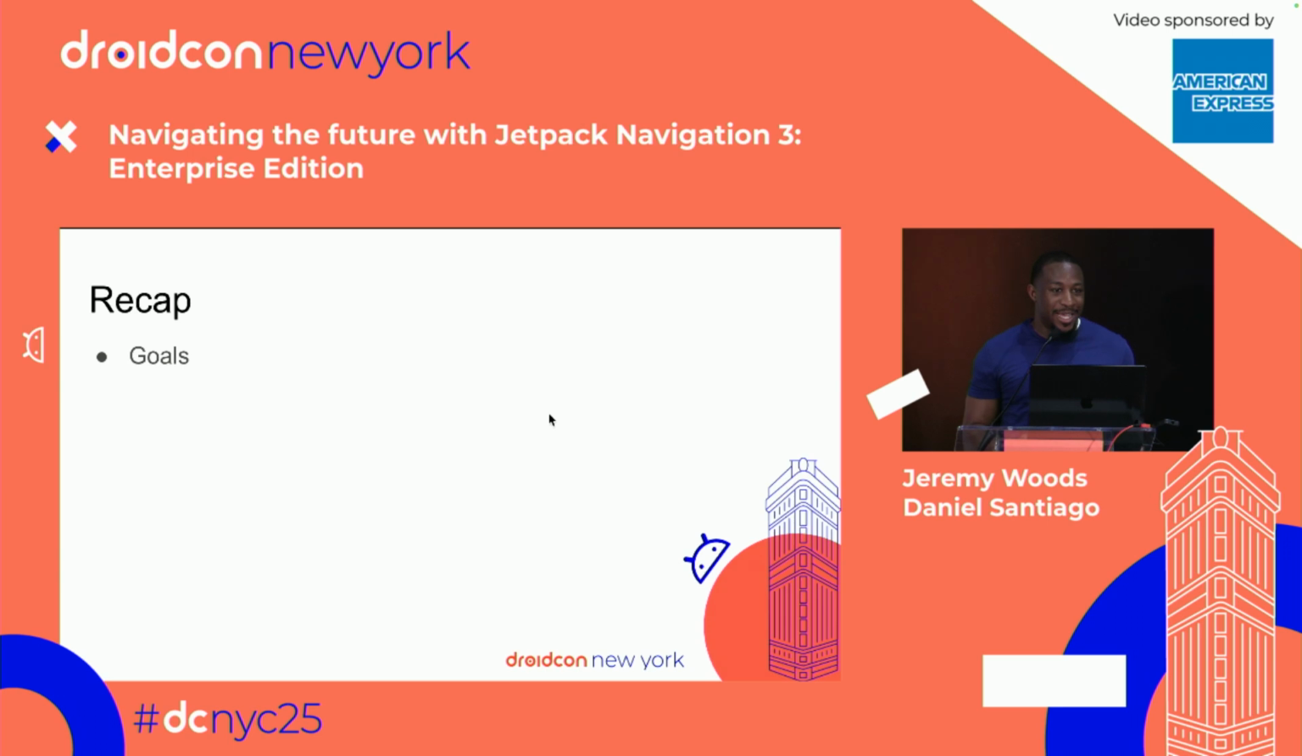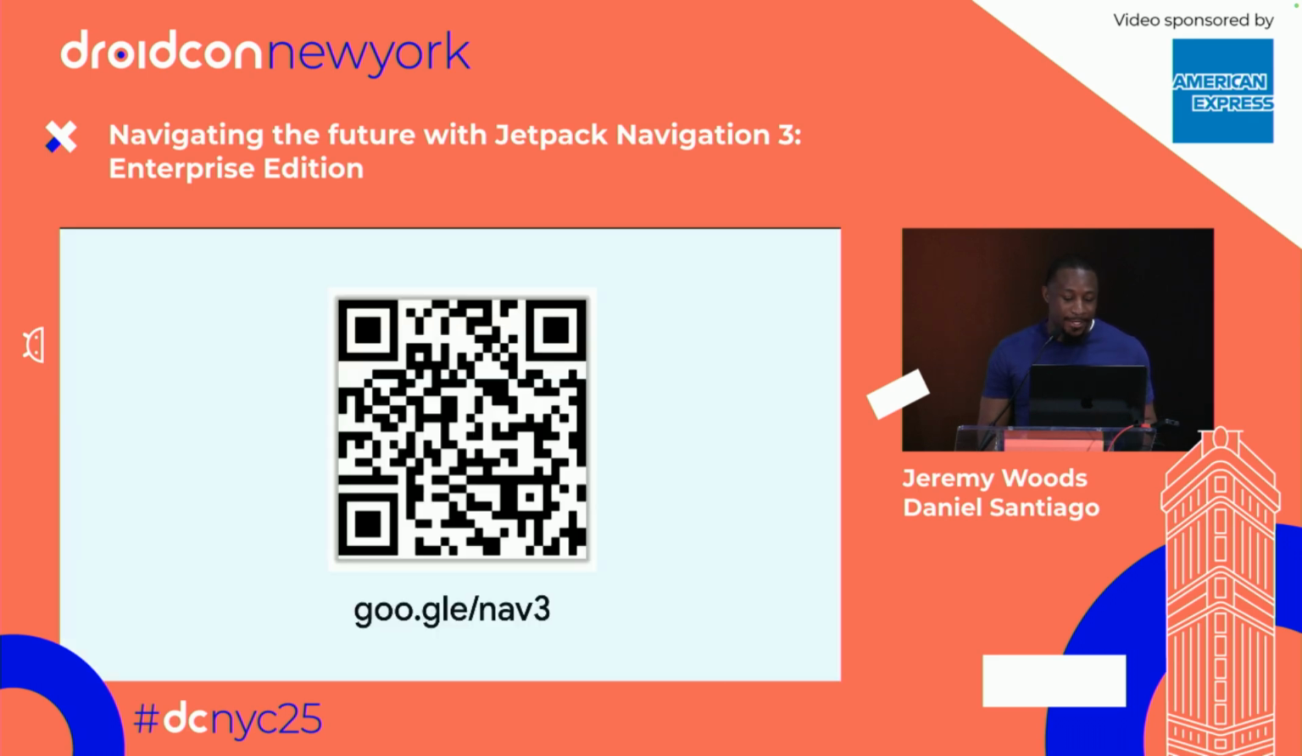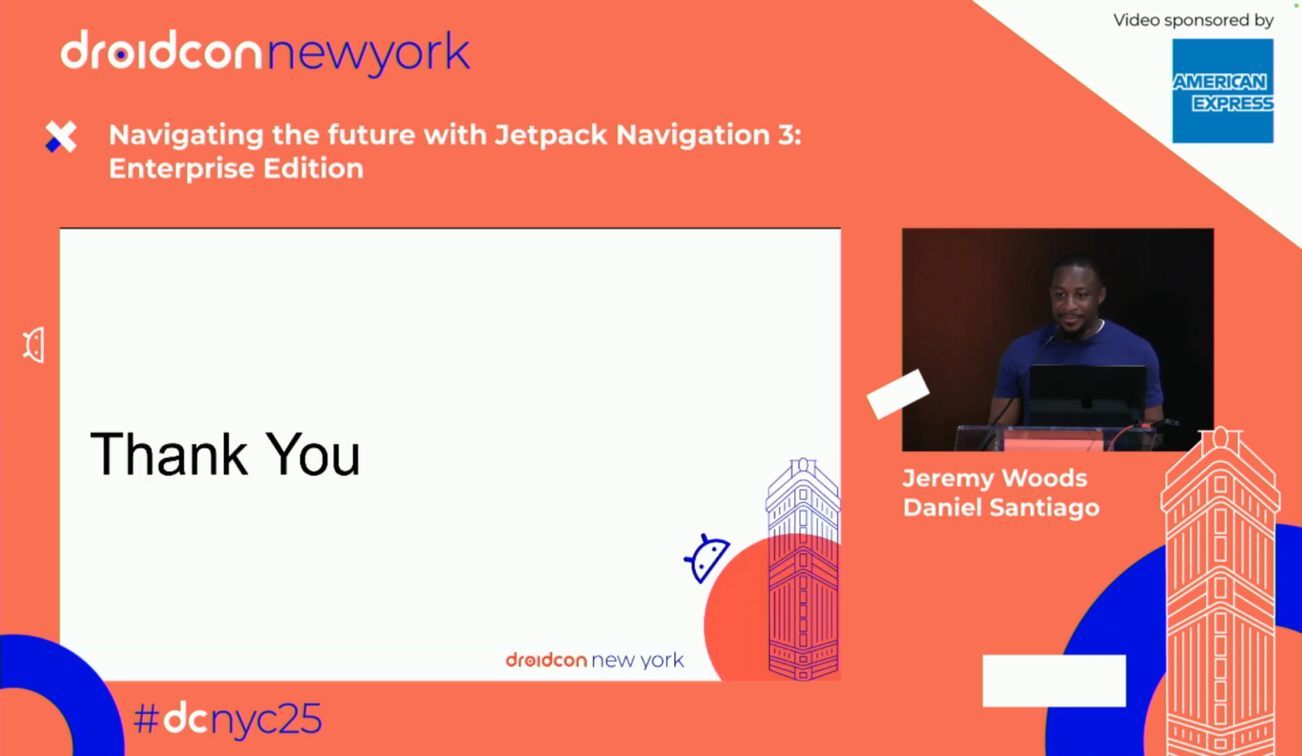All right, a quick recap of what we did today. We went through the goals of Navigation 3. We talked about the basic APIs. We talked about owning the backstack, scaling your entry provider, and then we did some injection. This is the QR code if you want to get the resources for Navigation 3. This is a recipe. We'll be providing this via recipes. I know it was a lot. Trying to do dependency injection in the talk is a whole lot, but it is available for you as a resource. And thank you.